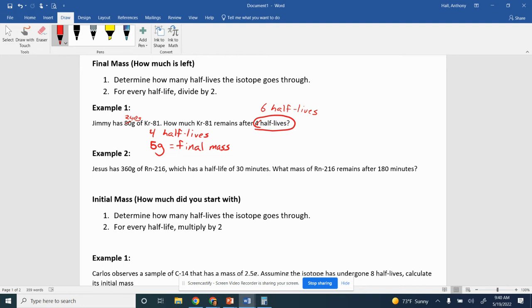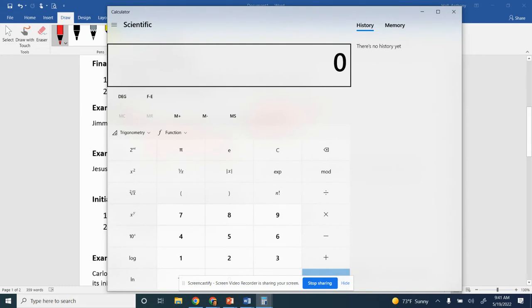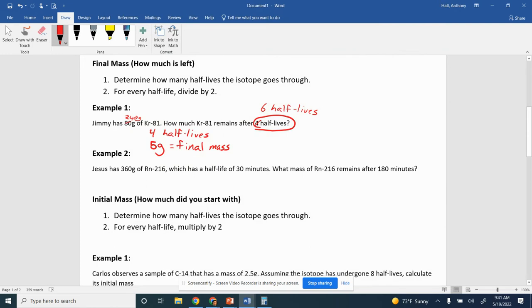So again, determine how many half-lives. I gave it to you straight up, and then divide by 2 for every one of those. 3.75. Let's check it. So how many times am I going to divide by 2? 6. So here we go. There's 1, 2, 3, 4, 5, 6. You are correct. We would end up with 3.75 grams of that Krypton 81. Okay, so we're good with that. Just straightforward dividing by 2 each time.